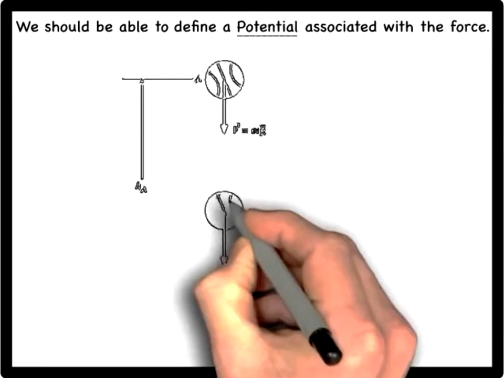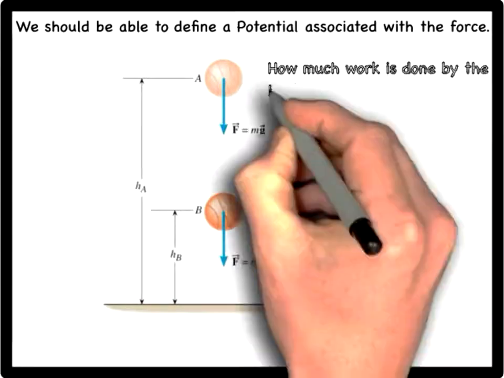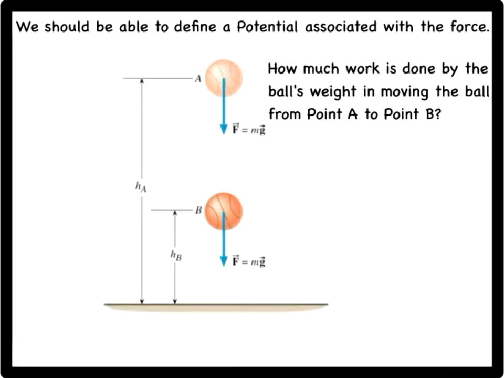Before we do this for the electrostatic force, let's briefly recall the important aspects of the gravitational potential energy. The figure shows a basketball of mass m falling from point A to point B. The weight of the ball, mg, is the only force acting on it, where g is the magnitude of the acceleration due to gravity. We then ask the question, how much work is done by the ball's weight in moving the ball from point A to point B? Since the force on the ball is constant and along the direction of motion, the work done is equal to the force times the displacement, or mgh sub A minus mgh sub B.